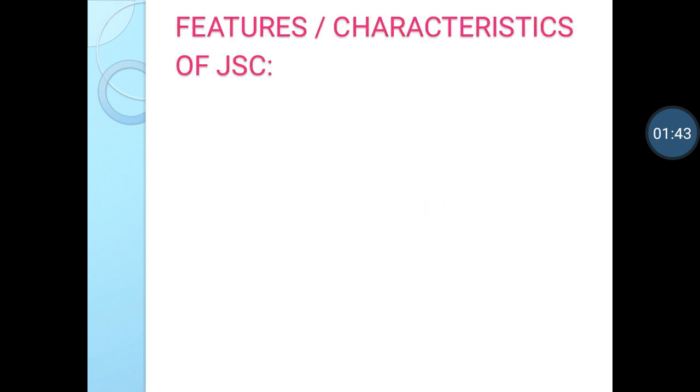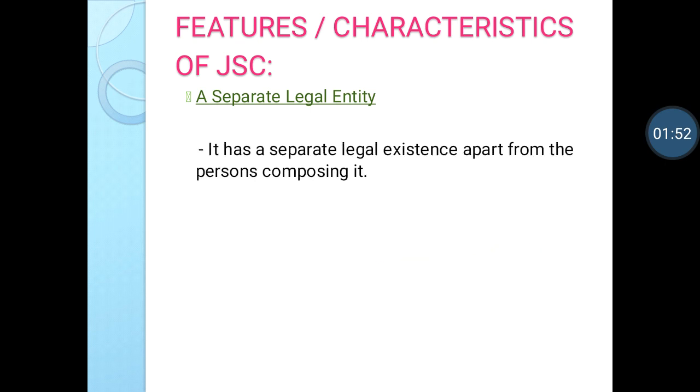Next we are going to see the features or characteristics of a joint stock company. The first characteristic is a separate legal entity. It has a separate legal existence apart from the persons composing it. It is in the name of the company itself that it has a separate legal existence; no other personal name is in it. It can own property and sue in a court of law. It has its own property and it can also be sued in the court of law.